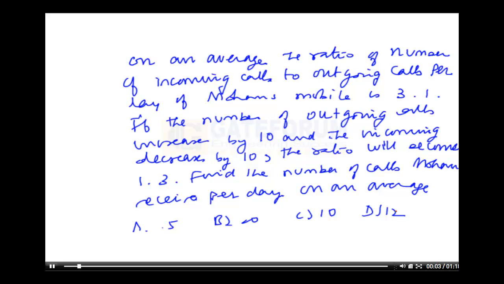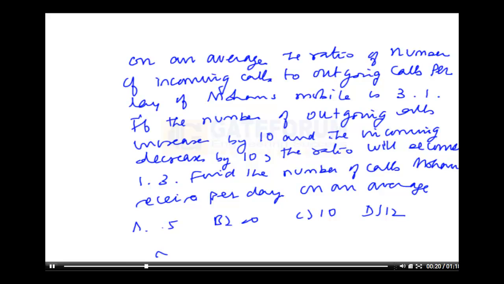Number of incoming calls to outgoing calls per day of Mohan's mobile is 3:1. Number of outgoing calls increased by 10 and the number of incoming decreases by 10. Then the ratio becomes 1:3. Find the number of calls Mohan receives per day on an average.